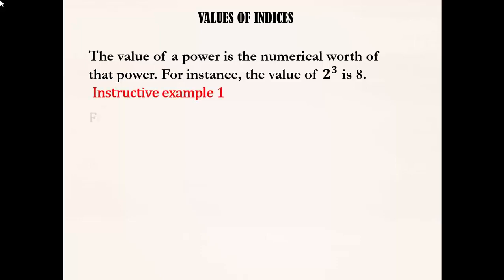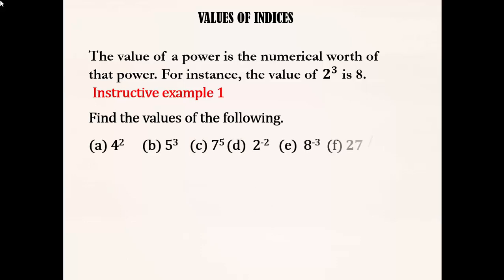Instructive example 1. Find the values of the following: a, 4 squared; b, 5 to the power 3; c, 7 to the power 5; d, 2 to the power negative 2; e, 8 to the power negative 3; f, 27 to the power 1 over 3. Solution.